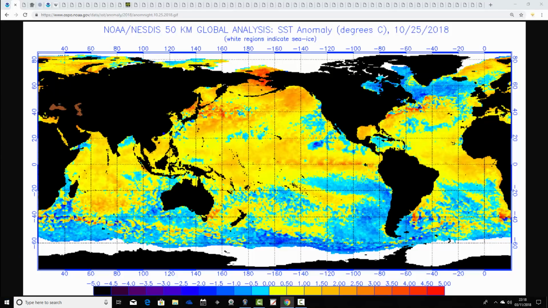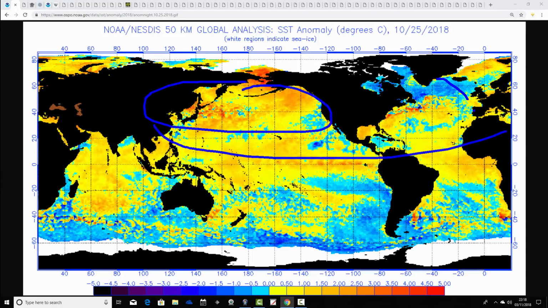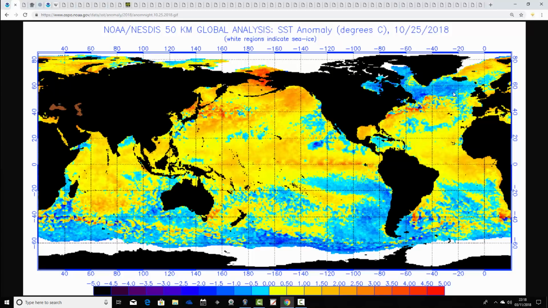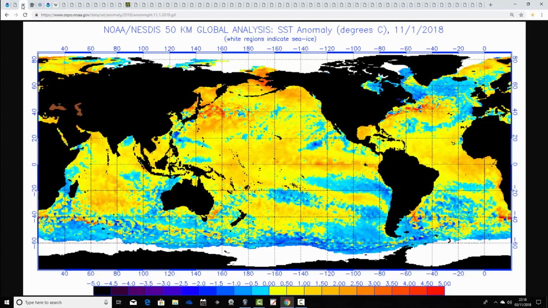So we're interested to start off with in this area up here, the Northern Pacific and the Northern Atlantic. That's how the oceans were looking last week. This is the very latest, so very little change in either the North Atlantic or the North Pacific. Let's deal with the North Atlantic first.